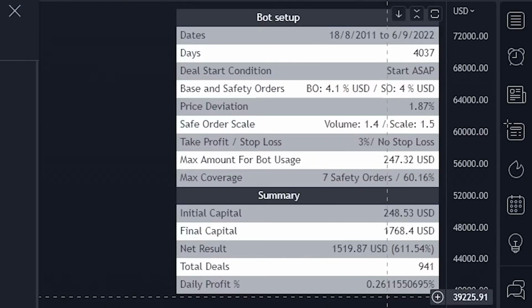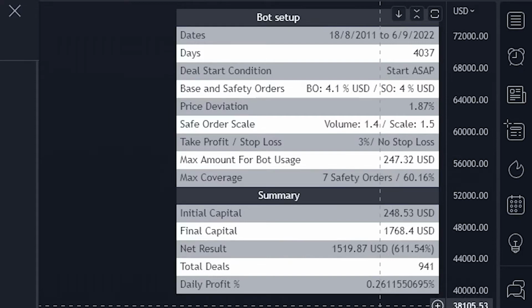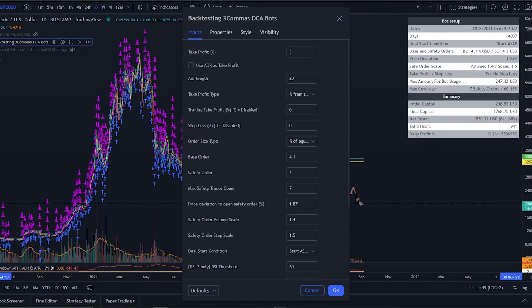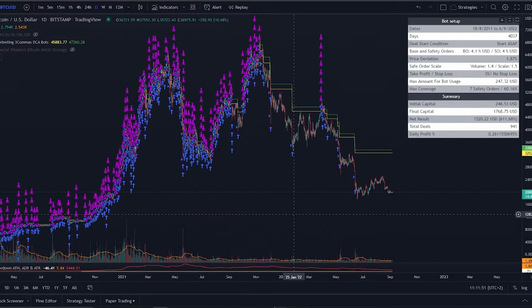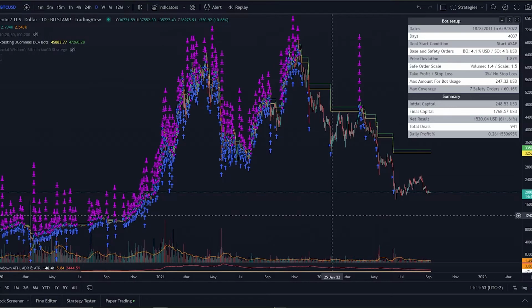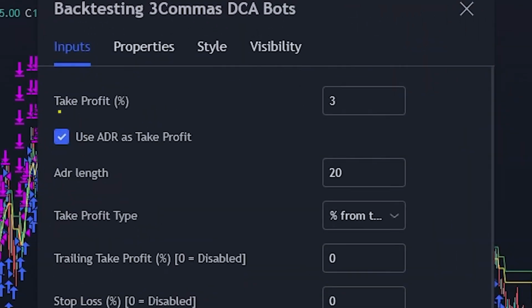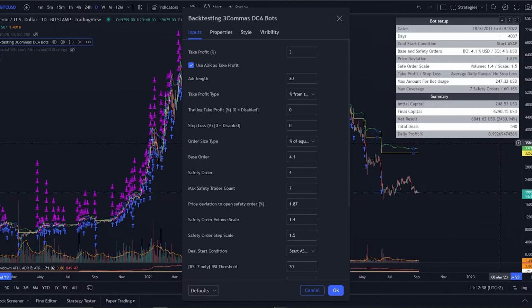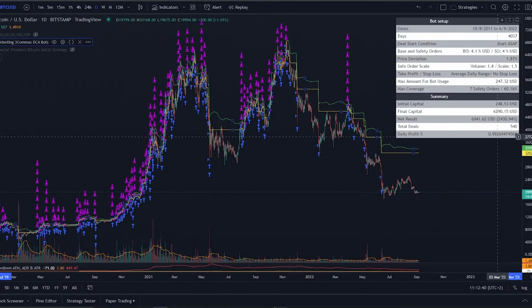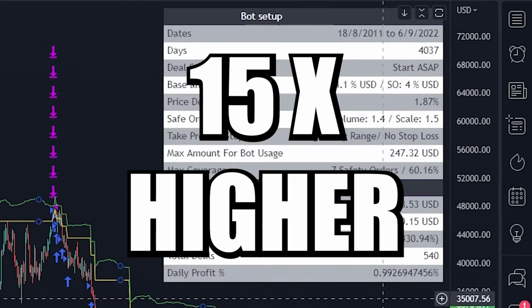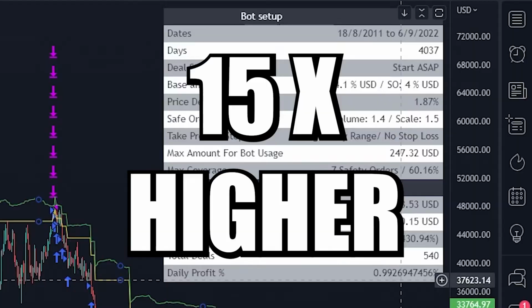These are really good profits, but it would be really difficult to guess the perfect take profit for the future. The backtest is easy to see how much an asset moved, but to predict this for the future is almost impossible. That's where using the average daily range comes in handy. If we use the average daily range with a length of 20 for this backtest, you can see that the daily profit instantly increases to 0.99% and is now more than 15 times higher than if we used a fixed 1% take profit.